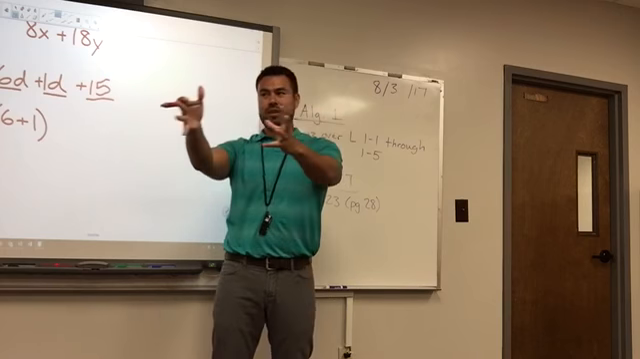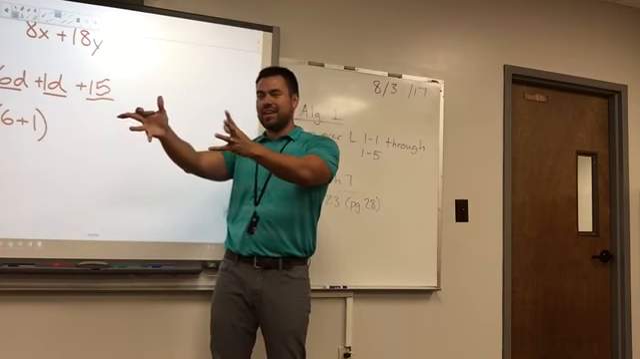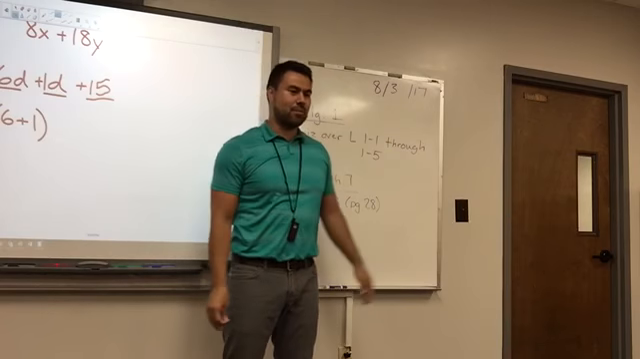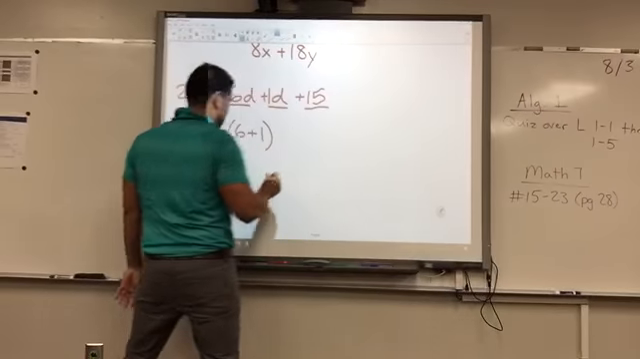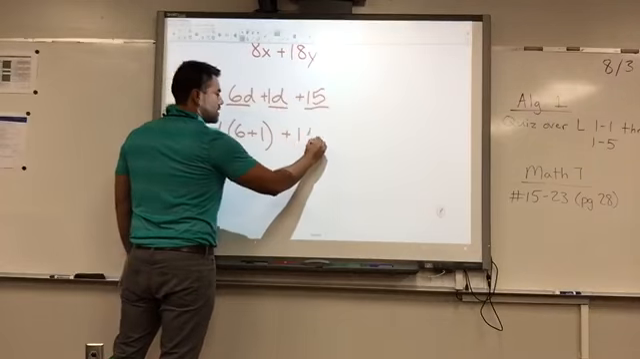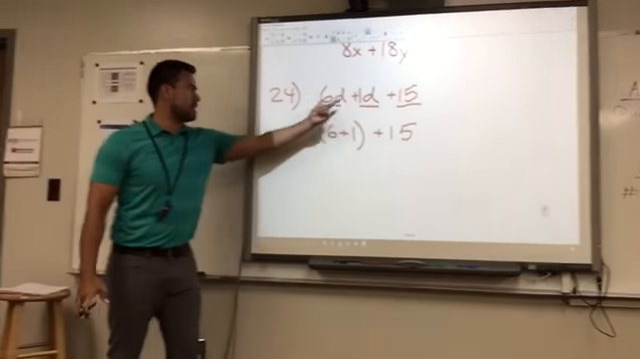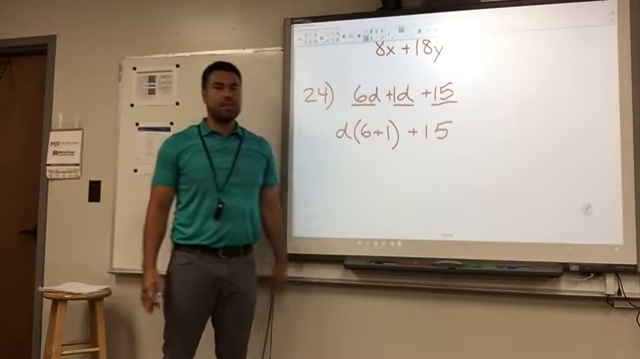Do you guys remember what it is? The identity property. Where'd 15 go? Oh, we're not done yet. We're not done. So we have this, right? Is that it? We got this plus that. All right.